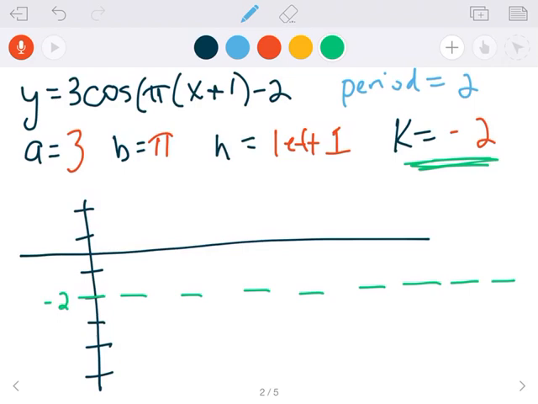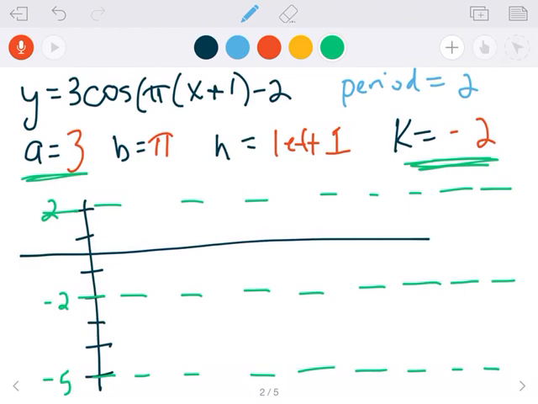The next thing we want to look for is how high and how low the graph is going to go. We're going to see that in the a value, which is here. That 3 tells us it's going to go 3 above the midline, so it's going to go this high, and it's going to go 3 below the midline, so down to -5. Our graph is going to happen between those dashed lines, with the -2 being the middle of the graph. So where 0 used to be, now it's -2.